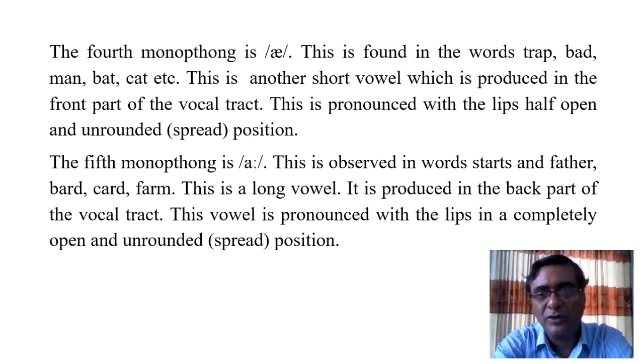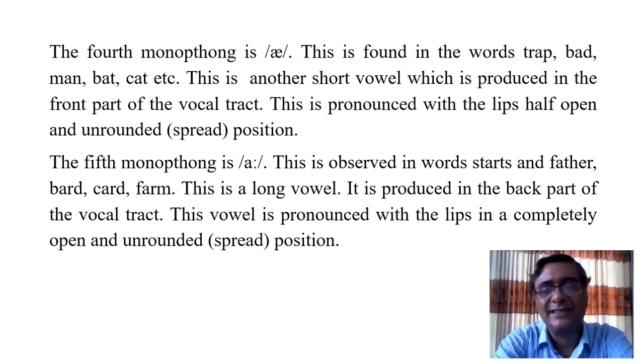When it's fully open, it will be like this. But when it's half open, like this. You can notice the difference even in the position of my lips. When I'm saying this, you can notice that it's fully open. When I'm saying this, it's not fully open, it's half open. This is pronounced with the lips half open and unrounded position. So unrounded means that when it's straight, and rounded, my lips are rounded. So it's unround position.